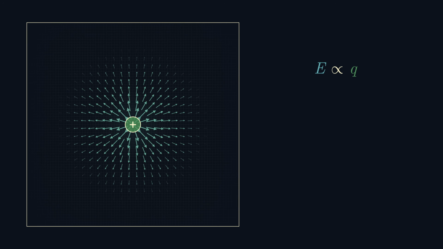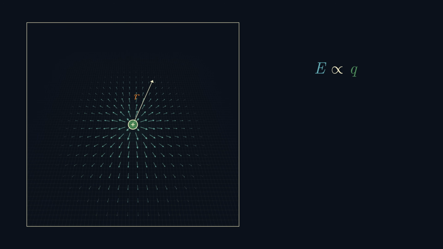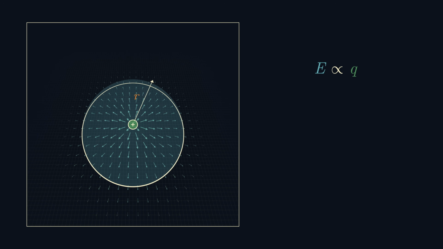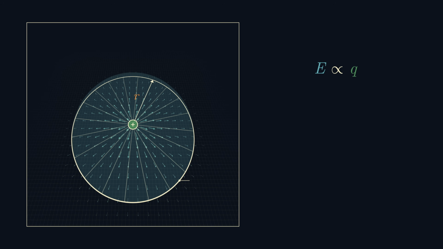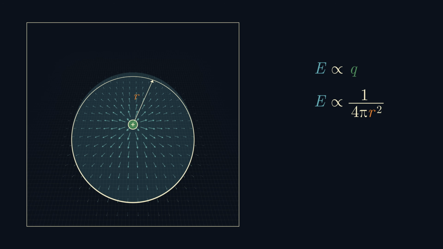Intuitively, the strength of the electric field should be proportional to the charge, and should get weaker the further away from the point we are. In particular, if you imagine a spherical shell propagating outwards from the point charge, the flux is evenly spread over its surface area, so the field strength is inversely proportional to its surface area, 4 pi r squared. Combining these two results with a constant of proportionality, we get the most basic equation governing electric fields.